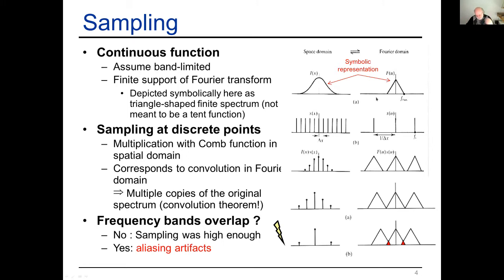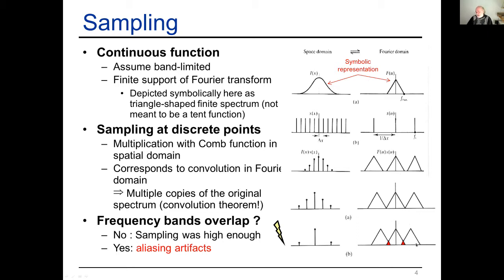So we get these copies, okay? I forgot to mention that in the symbolic representation here at the very top, we assumed that our function has a finite support, so it has some maximum frequency. This is why we use this delta function. So we assume that the high frequencies are 0 beyond some maximum frequency here, okay? And so if the spacing of our comb function in the Fourier domain is far enough apart such that these triangles don't overlap, everything is fine, okay?